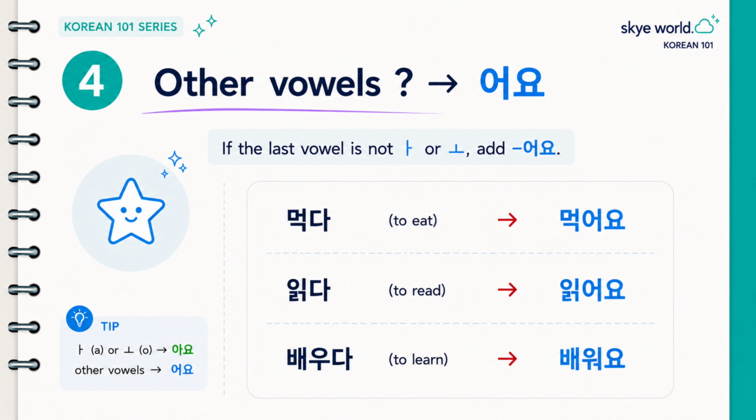If the last vowel is not a or o, we add oyo. For example, 먹다 becomes 먹어요, 읽다 becomes 읽어요, 배우다 becomes 배워요.